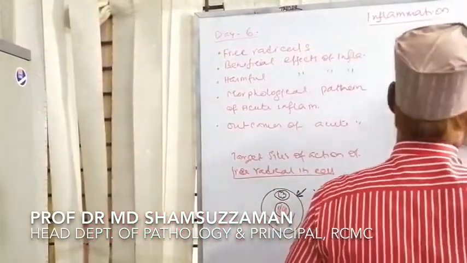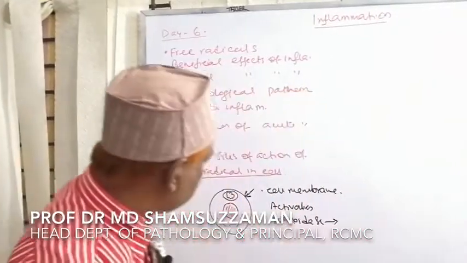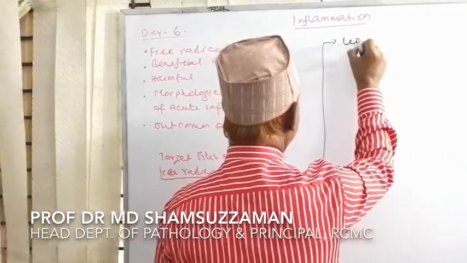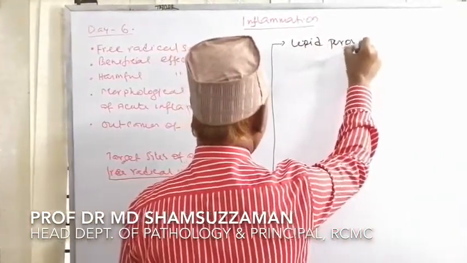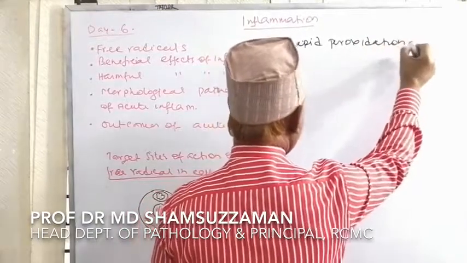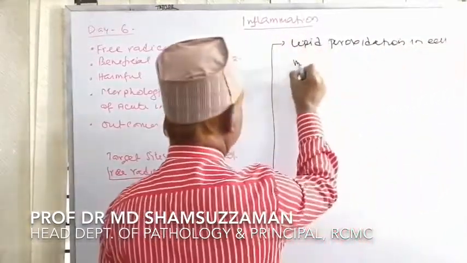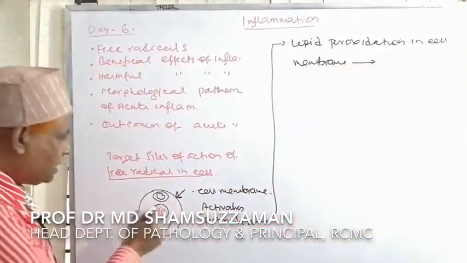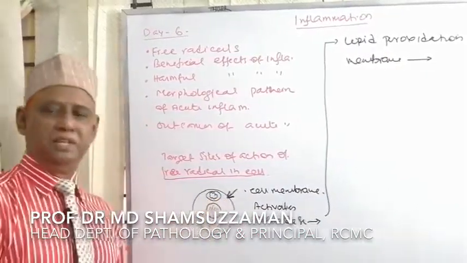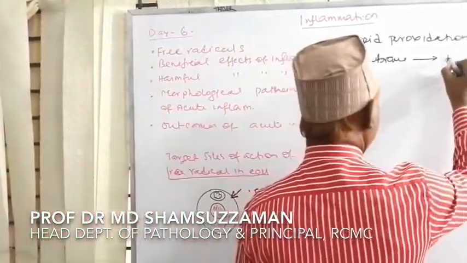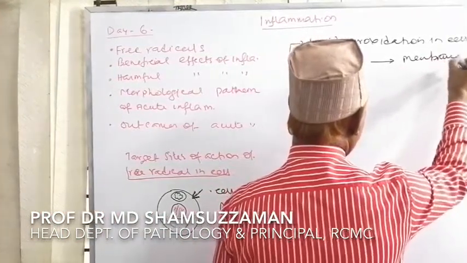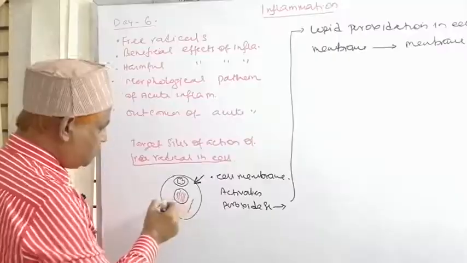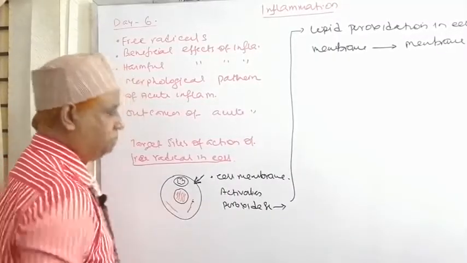Activation of peroxidase is associated with lipid peroxidation within the cell membrane. What happens there? Lipid peroxidation in cell membrane. Once there is lipid peroxidation in cell membrane, what happens? The cell membrane becomes weak and there is cell membrane injury. Membrane injury.